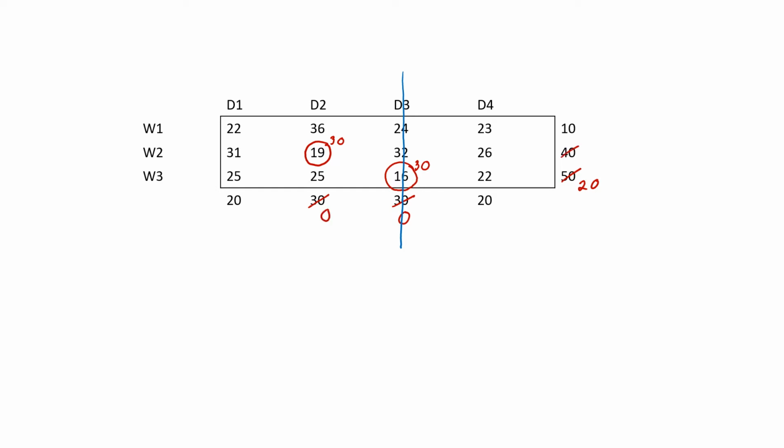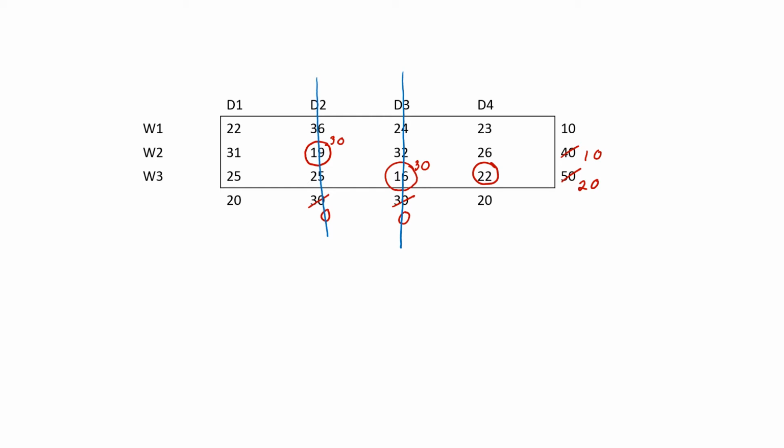That warehouse now has 10 units left. And again, I cross out either a row or a column that has 0 requirements on it now. Continue with this. Now look at what I'm left with. What's the smallest number that I'm left with? It's the 22 here.